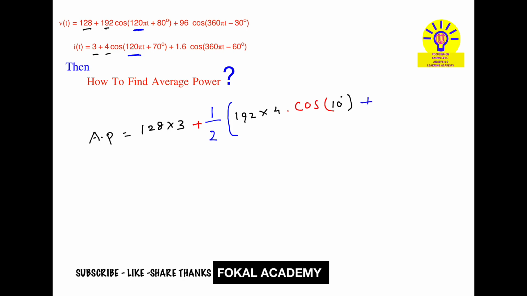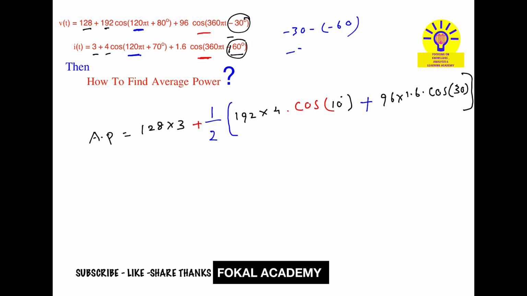plus again the same for these signals. Here the amplitudes are 96 and 1.6. So 96 into 1.6 into cos of the change in the phase. So minus 30 minus of minus 60, so minus minus becomes plus. 60 minus 30 is nothing but 30 degrees. Simple. Minus 30 minus of minus 60 becomes minus 30 plus 60, that is equal to 30 degrees.